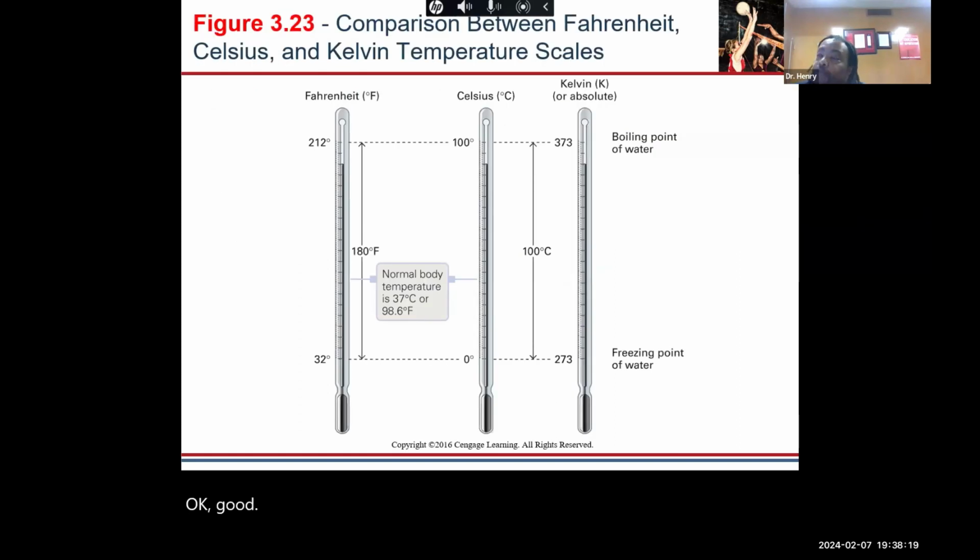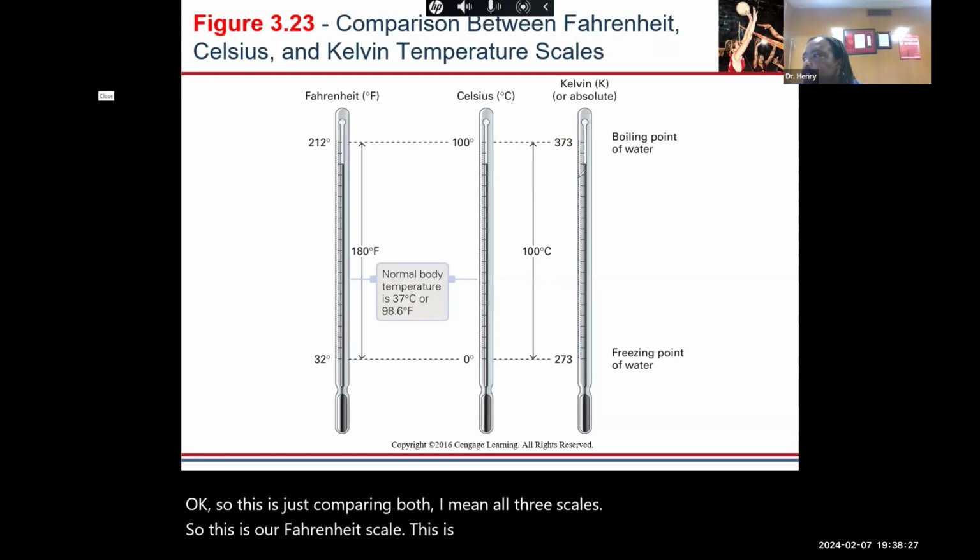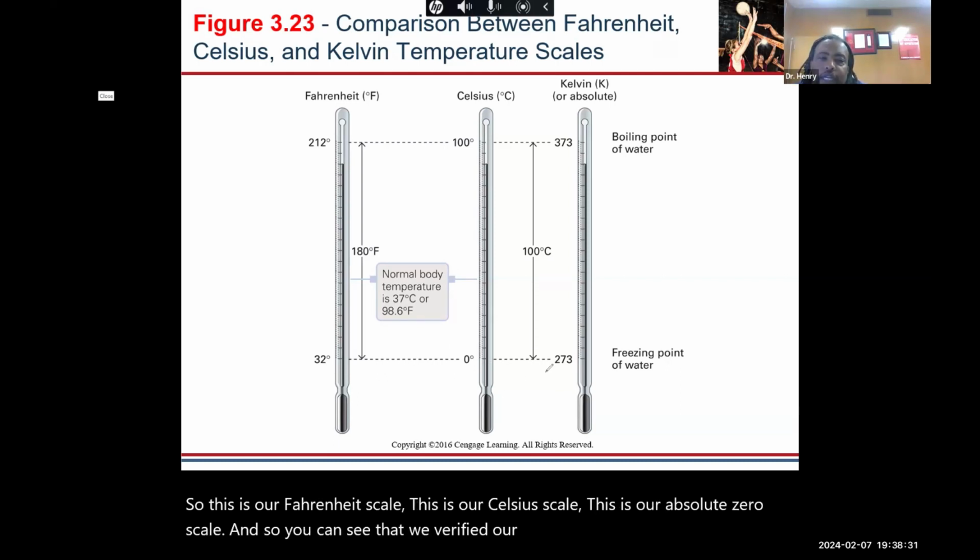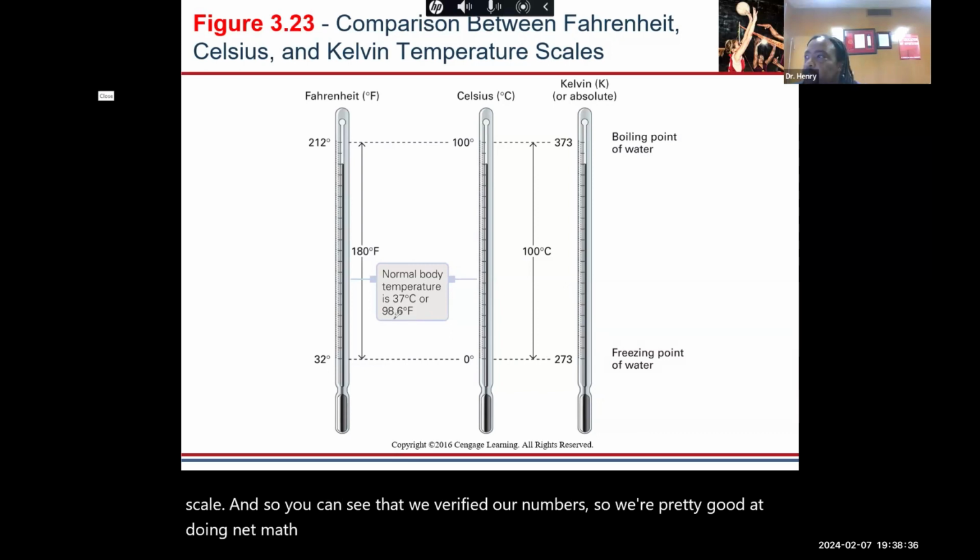Okay, so this is just comparing all three scales. This is our Fahrenheit scale, this is our Celsius scale, this is our absolute zero scale. And so you can see that we verified our numbers, so we're pretty good at doing that math. Most of us know that body temperature is 98.6 degrees Fahrenheit, so that's going to be equivalent to 37 degrees Celsius.